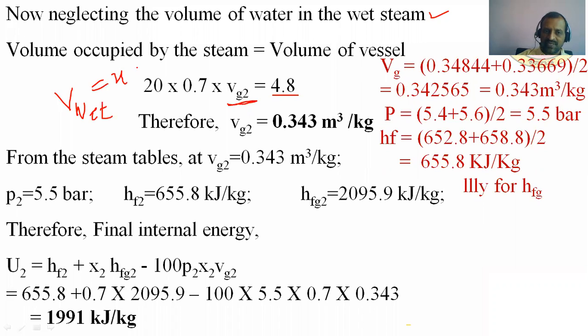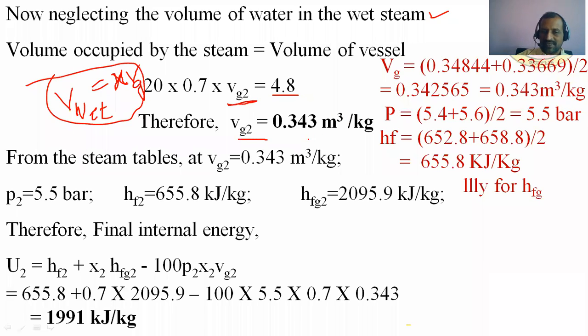XVg. XVg. We have already derived this formula. This one you have seen, it is XVg. X is dryness fraction, Vg is the specific volume of the dry saturated steam. But 20 is there because this formula is for 1 kg, and in the problem it is given as 20 kg mass. So 20 into 0.7 into Vg is equal to 4.8. Therefore Vg, to keep it on the left hand side, 20 into 0.7 will come at the bottom. So after calculating, the answer will be 0.343 meter cube per kg.